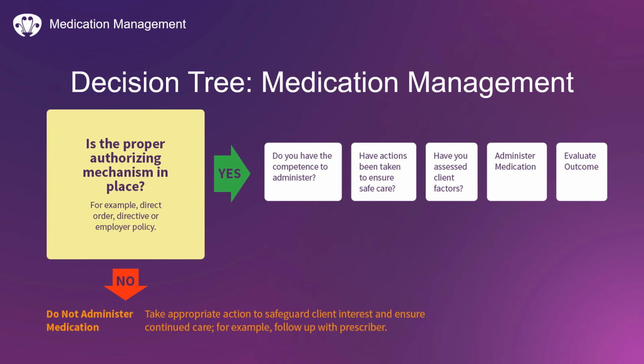Let's now talk about the decision tree on medication management. This decision tree integrates all 4 standards related to medication management and is meant to guide nurses in their medication management practices. It can be found in Appendix C of the Standards for Medication Management. Let's have a look. In the first yellow square, it says, is the proper authorizing mechanism in place? If the answer is no, do not administer the medication. And if the answer is yes, continue down the decision tree.